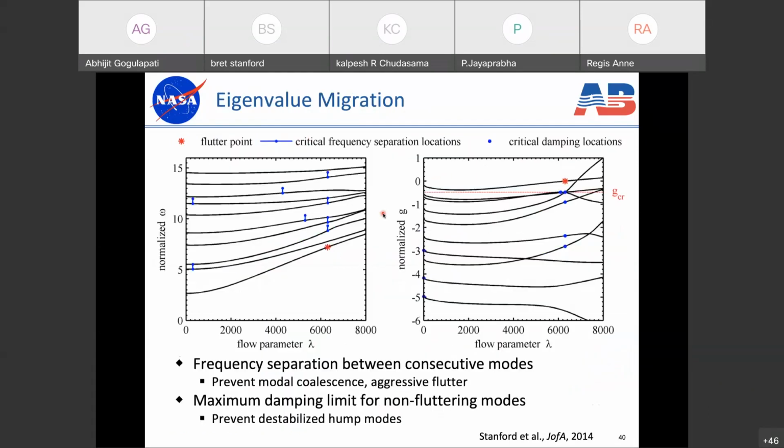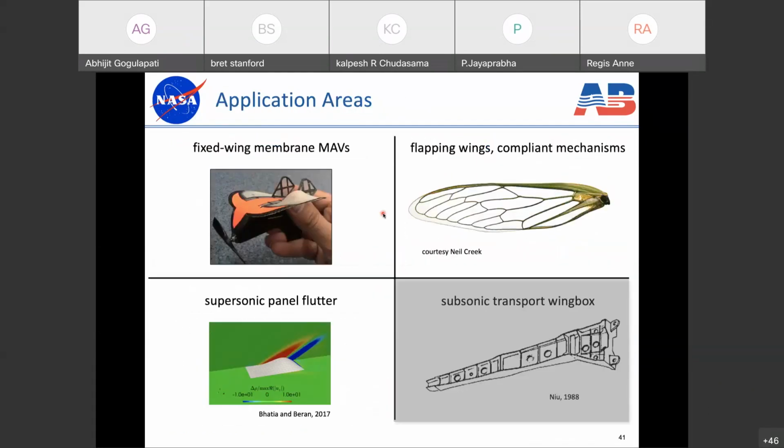I'm going to skip that chart as well in the interest of time, and I'll move to my fourth application area, which is a subsonic transport wing box. So the reason we care about supersonic panels as opposed to subsonic transports is this. It may seem arbitrary because a wing box is a collection of panels which are all stitched together with fasteners and stiffeners and so on.